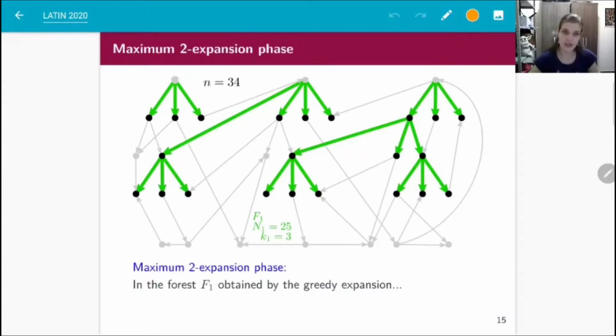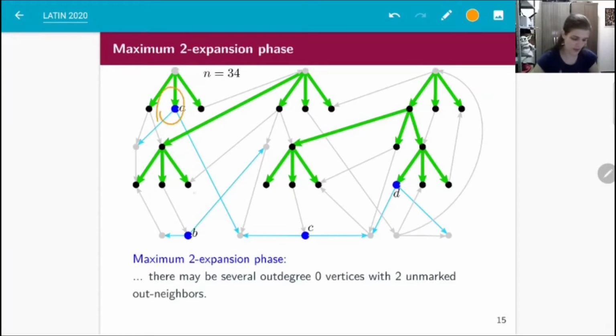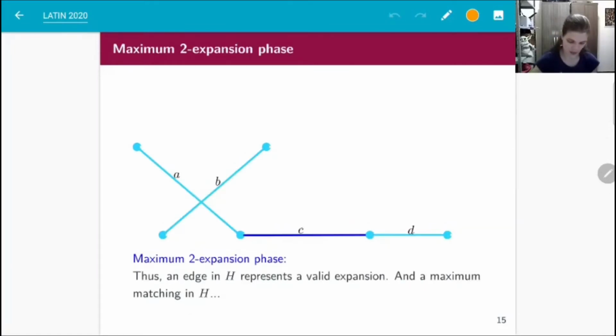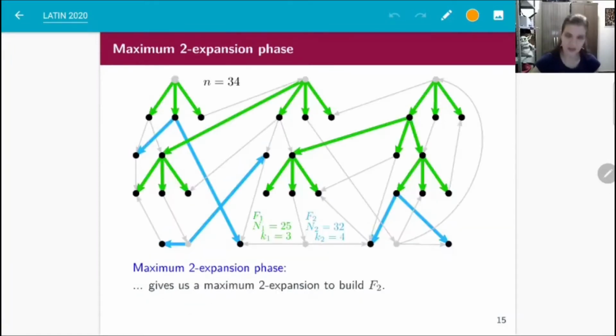Given the forest F1 generated by the first phase of our algorithm, we notice that there may be several 2 expansions that can be performed here. So we create an auxiliary graph where we put the vertices that will be marked here. So these vertices will be in this auxiliary graph. And we put an edge between 2 vertices when there is a vertex that can be expanded to mark those 2. So each edge in this graph represents a 2 expansion for us. And the maximum matching in this graph gives us the maximum amount of 2 expansions that can be performed over F1.